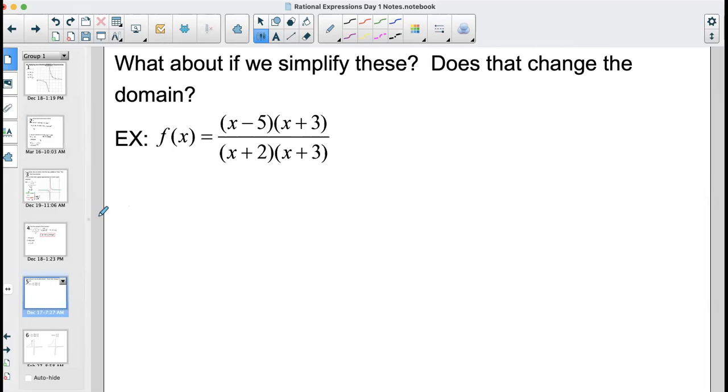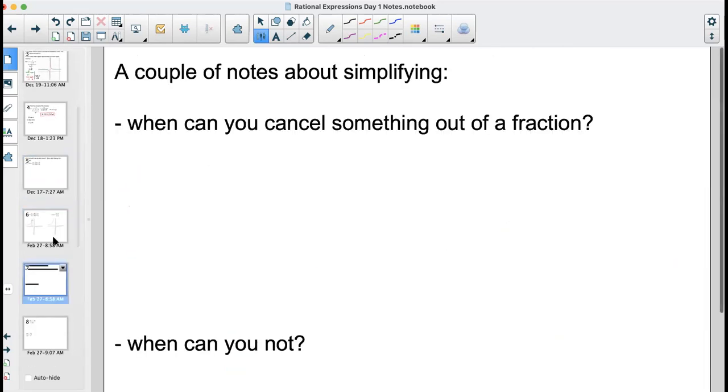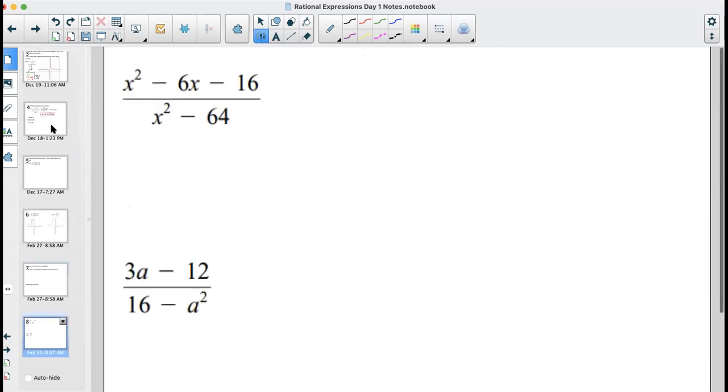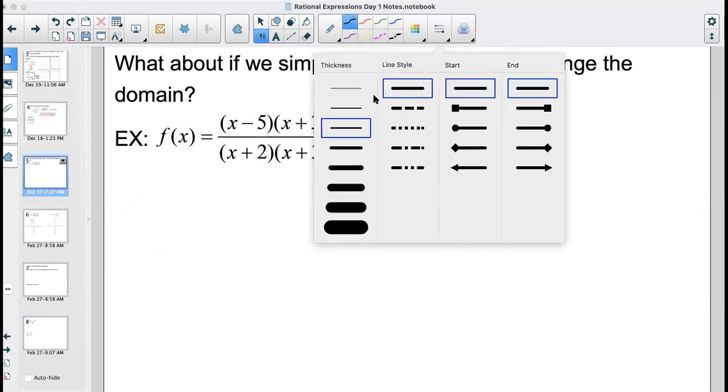So here's a kind of an important point. It's about holes versus asymptotes. So this is a rational expression. You can see there's x's in the bottom, but you can immediately cancel out the x plus 3's. So here's the question. There's kind of two different expressions we're looking at here.